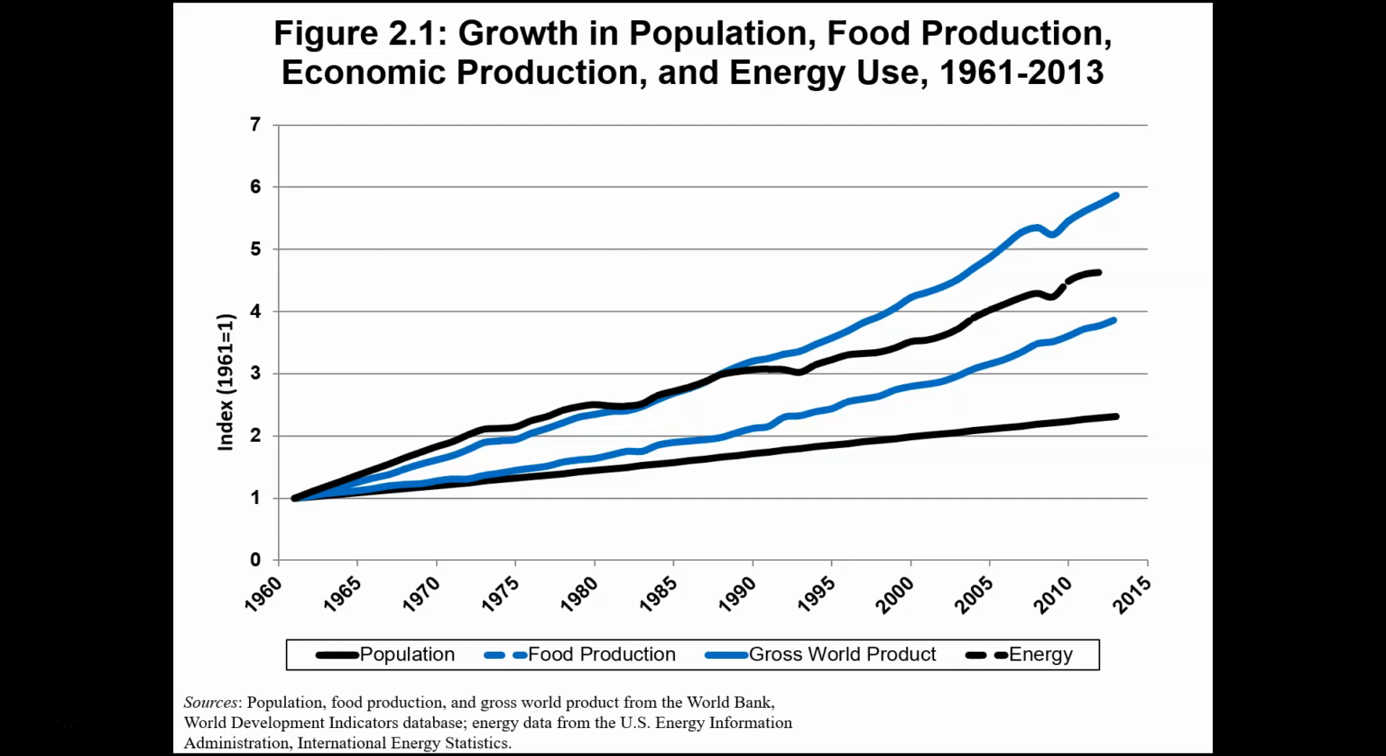This chart here shows population growth since the early 1960s, and also the changes in food production and gross world product. So that's like GDP, but on a world scale, and energy use. You can see that all of those things have gone up significantly since the 60s, but that the gross world product has grown the fastest over time. Meaning that, yes, population has grown, but our standard of living has also grown.